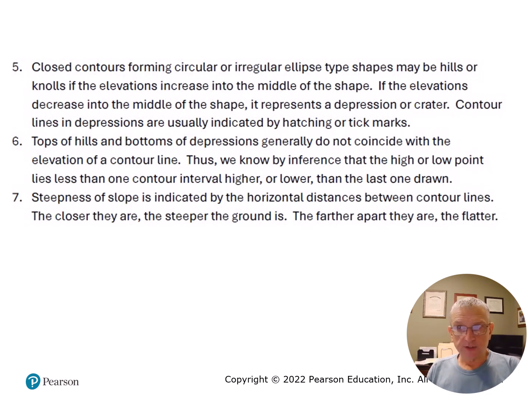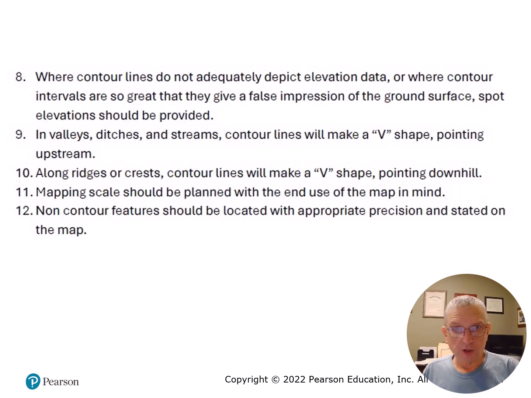7, steepness of slope is indicated by the horizontal distances between contour lines. The closer they are, the steeper the ground is. The farther apart they are, the flatter it is. 8, where contour lines do not adequately depict elevation data, or where contour intervals are so great that they give a false impression of the ground surface, spot elevations should be provided.